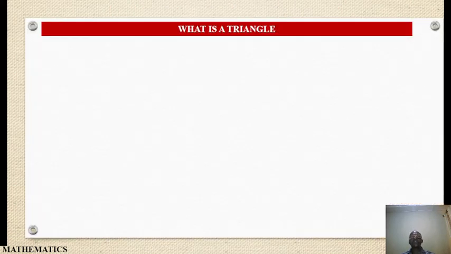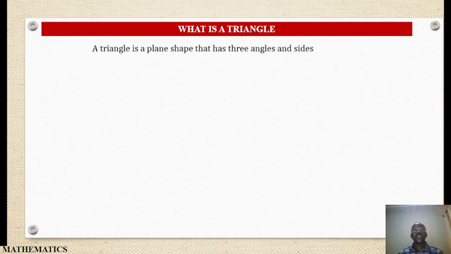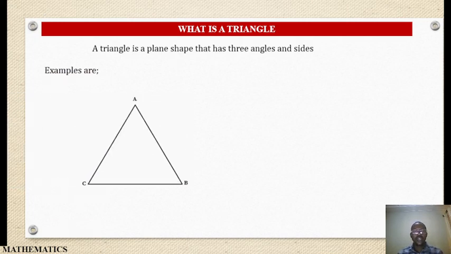So the first thing that we need to look at is what is a triangle. A triangle is a plane shape that has three angles and three sides. Let's look at an example. This is an example of what it is.